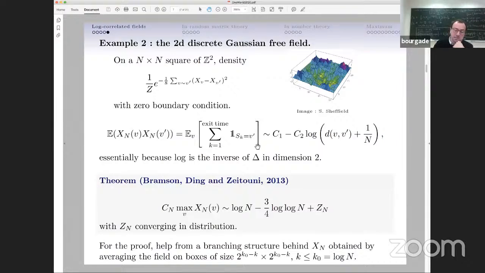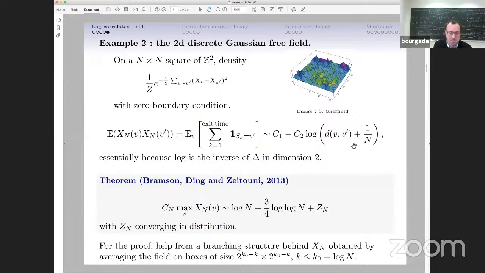And in dimension two, the logarithm is the inverse of the Laplacian. So for example, if you make a continuous approximation of this, you will find out that you need to have the log of the distance popping up, at least for V and V prime which are in the bulk and not close to the edge of the box. So this is a log-correlated field.